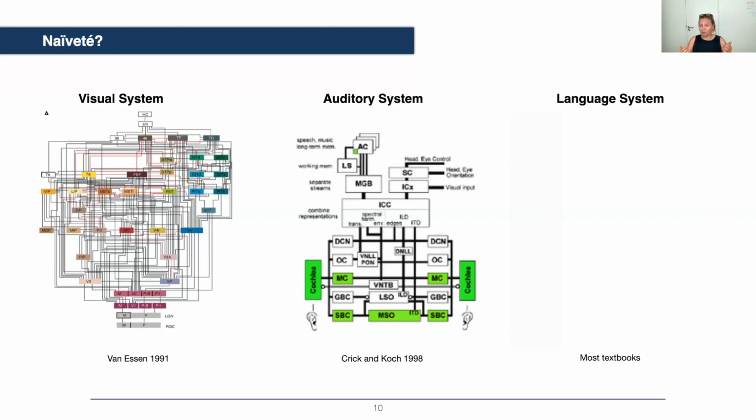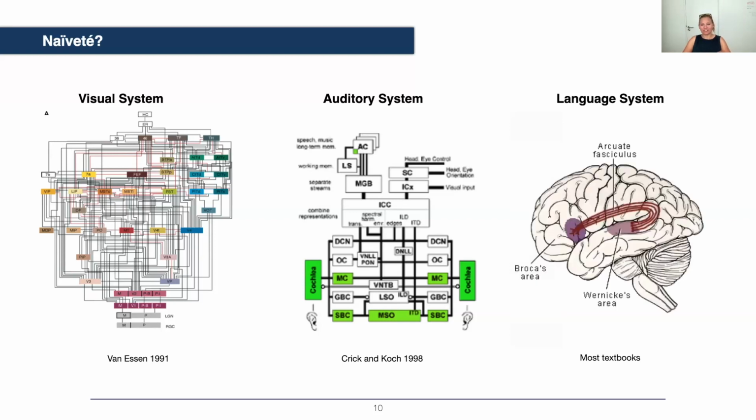Now, if you put that in comparison to what most textbooks tell us the language network in the brain, which is arguably one of the most complicated functions we can have, looks like, then it's probably fair to say that we're underrepresenting the language network in the human brain. Now, there are various reasons why we have this discrepancy. One of the obvious ones is that the visual and auditory systems we can map in animals, language we can't.